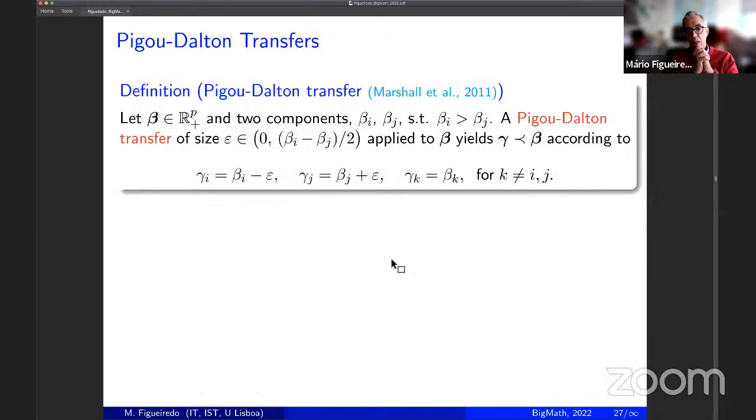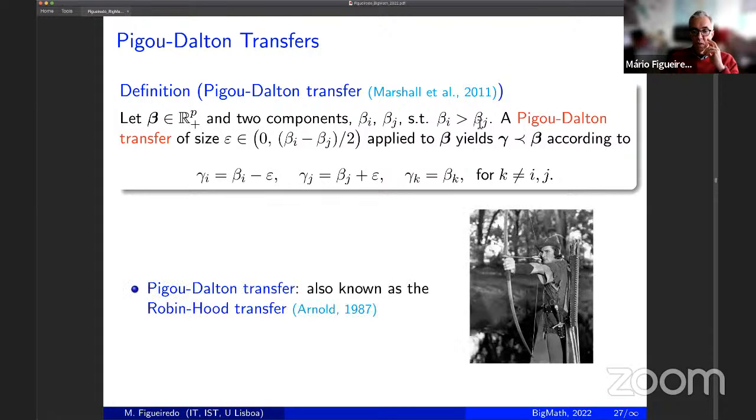And finally, the last notion I need is something classical, called the Pigou-Dalton transfer, which you can think of very simply as follows. If you have a wealth distribution, say beta, and you find two people in that distribution, and you take a little bit of money from the richest of the two, and you give it to the poor. Because of that, this is also called a Robin Hood transfer: you take from the rich and you give to the poor.